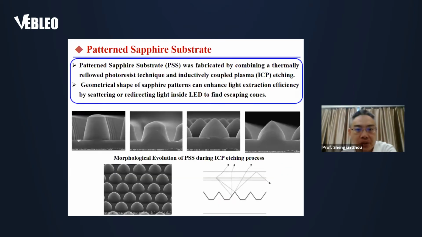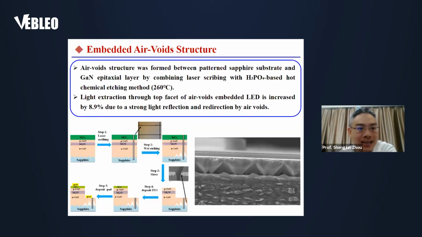Patterned sapphire substrate was fabricated by combining a semi-reflow photoresist technique and inductively coupled plasma etching. Geometrical shape of surface patterns can enhance light extraction efficiency by scattering or redirecting light inside LED to find escape cone. A void structure was formed between patterned sapphire substrate and gallium nitride epitaxial layer by combining laser scribing with hot chemical etching method.